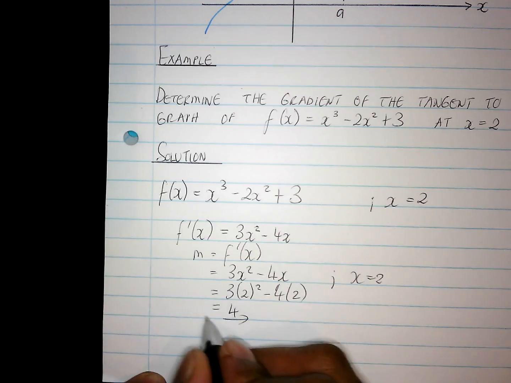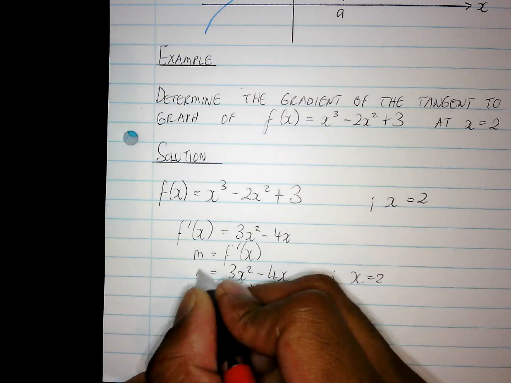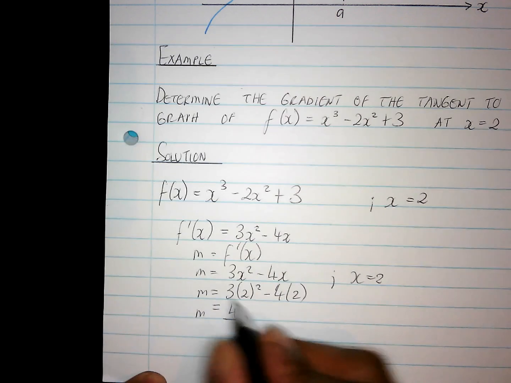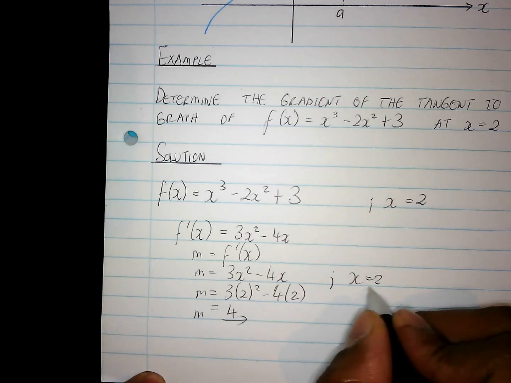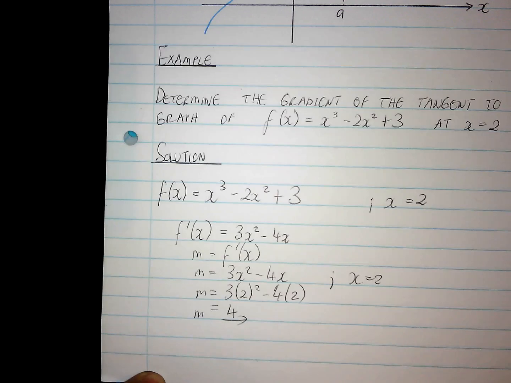So meaning that our gradient is going to be 4. The gradient of a tangent is going to be 4 when x is equal to 2.